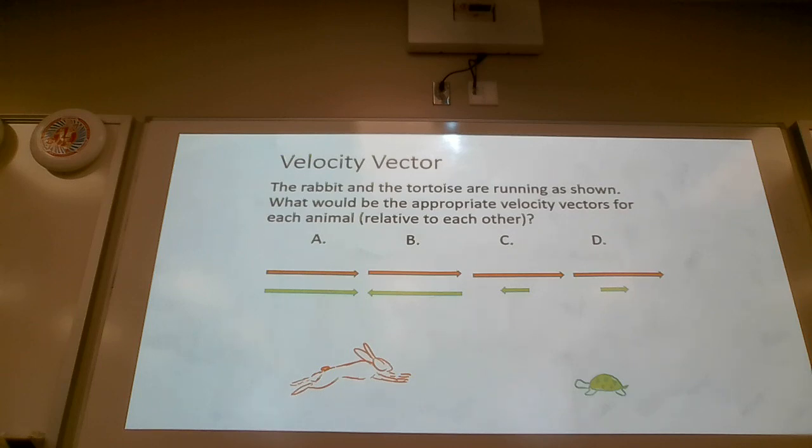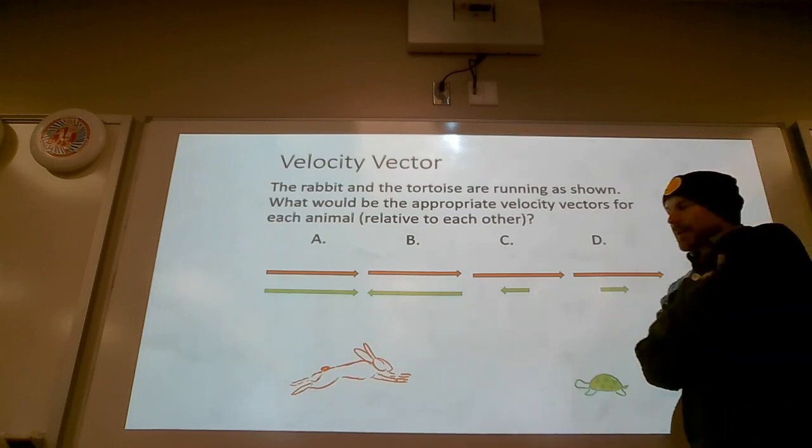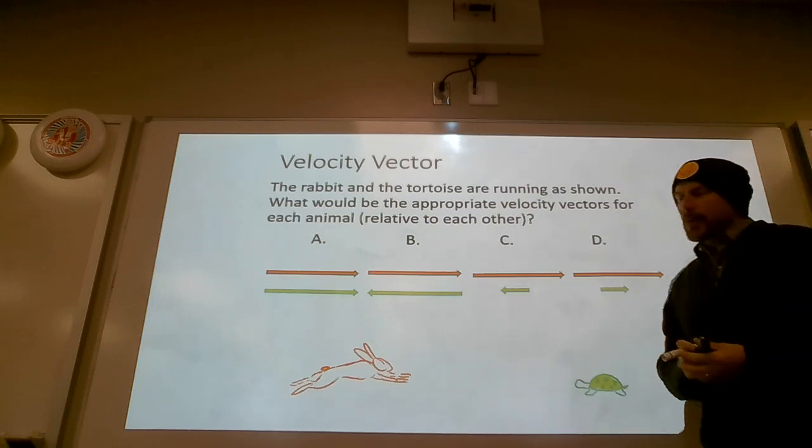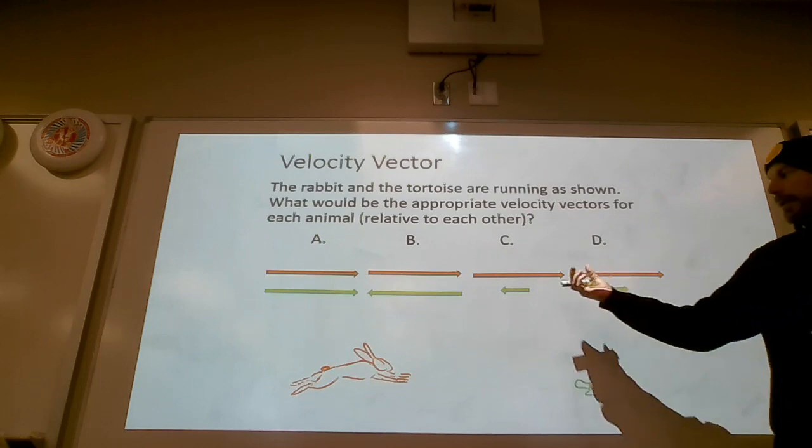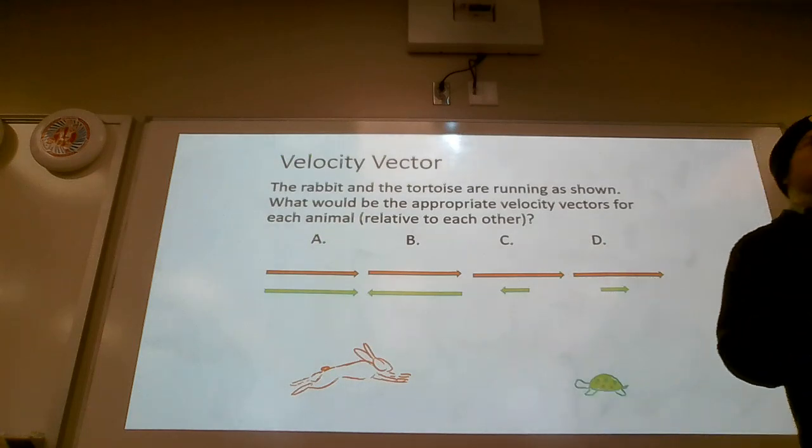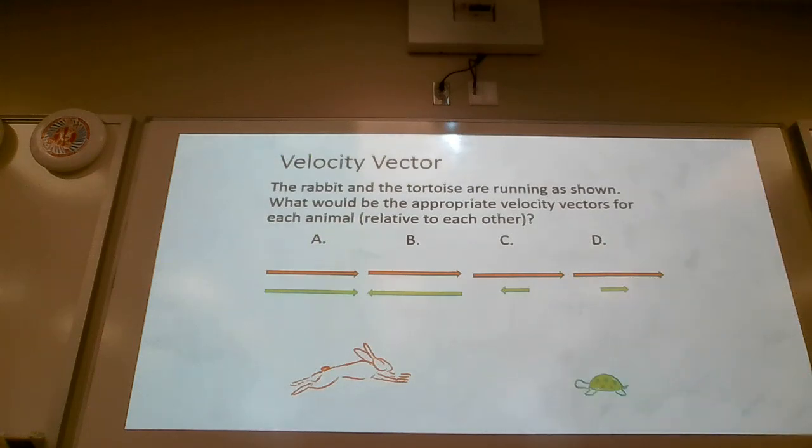Tell your neighbor. Is everybody okay with C? Okay. So they're going in opposite directions. The tortoise is going slower than the hare. So the length can represent distance, but also represent speed. It can also represent how fast you're changing your speed for acceleration.